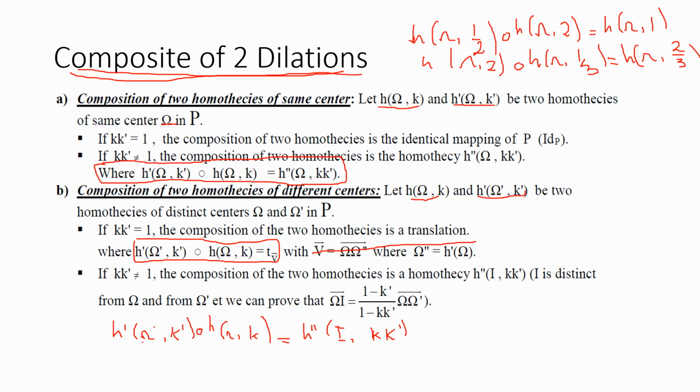If I have two dilations of different centers omega prime and omega, then H double prime is I, K prime. What is I? A new center. Now if K prime equals 1, H double prime is a translation. If K prime is different from 1, we get a dilation.